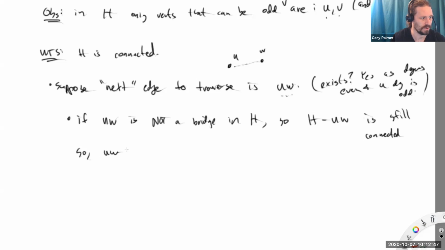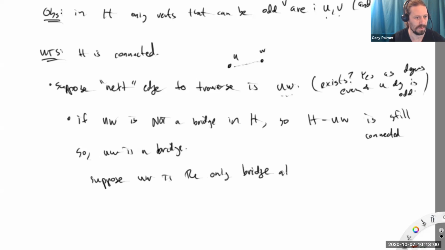Okay, so otherwise, that means that UW is a bridge. Suppose UW is the only bridge at U. Then it actually means it's the only edge at U, because I'm at U and I always walk along an edge that's a non-bridge if it's available. Otherwise I wouldn't be walking along a bridge. And I'm supposing that there's just a single bridge there, so it literally means there's a single edge, right? Just UW is the only edge, okay?